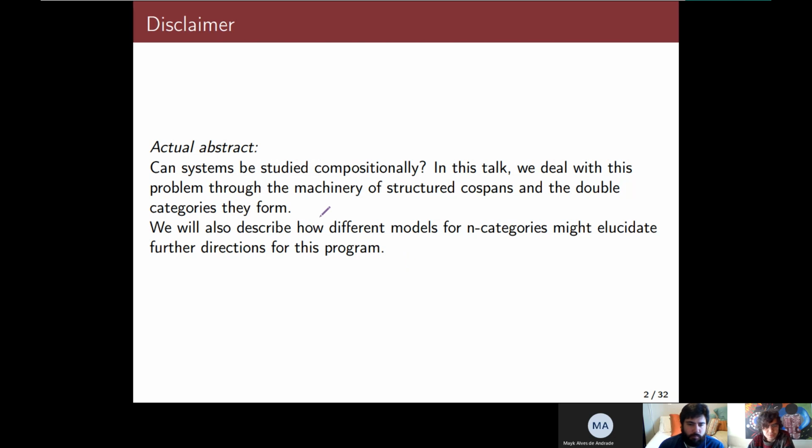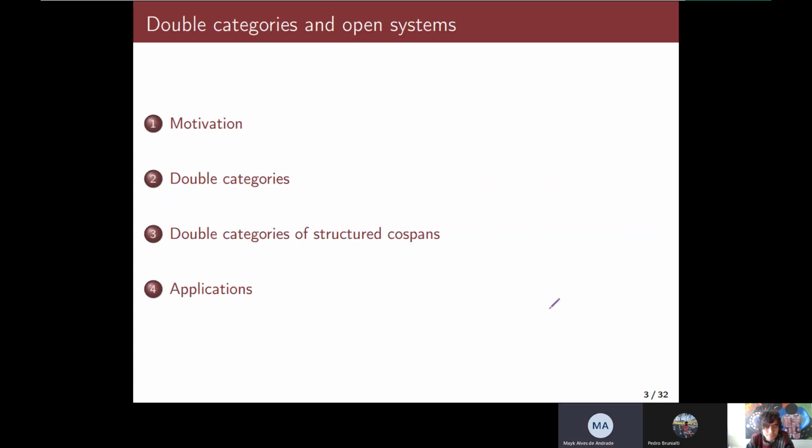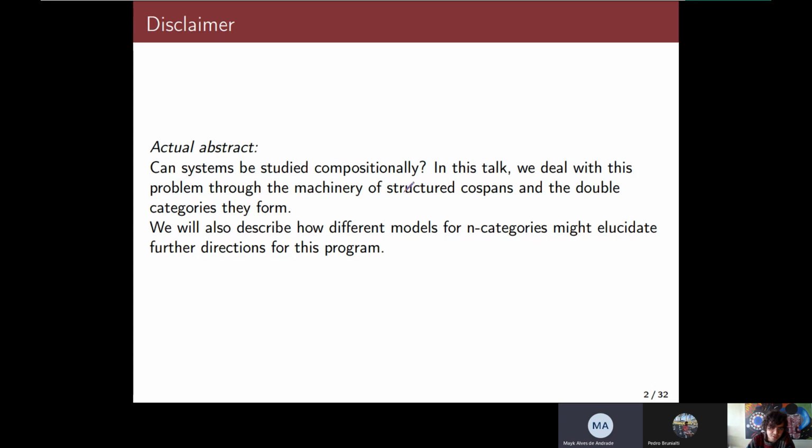This is because, in principle, I would talk about decorated cospans, which are another model for open systems, and in practically all applications, decorated cospans are equivalent to structured cospans. But for time reasons, I thought it was better to scrap that. After the talk, we can discuss how they're equivalent through the Grothendieck construction and so on. Today we talk about structured cospans, and then there's this other model, decorated cospans. We can talk about this after the talk.